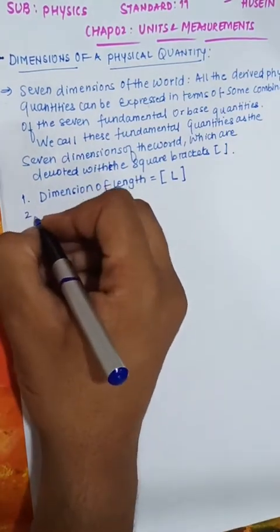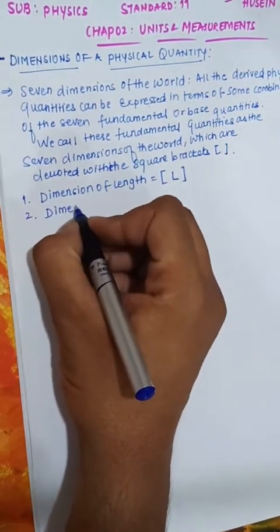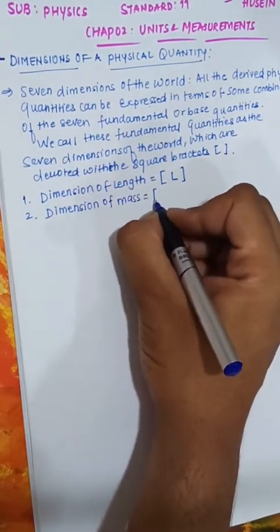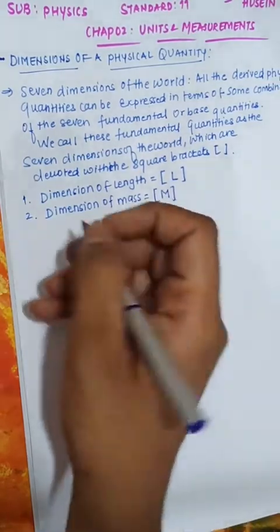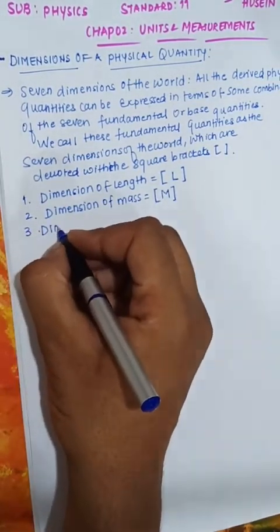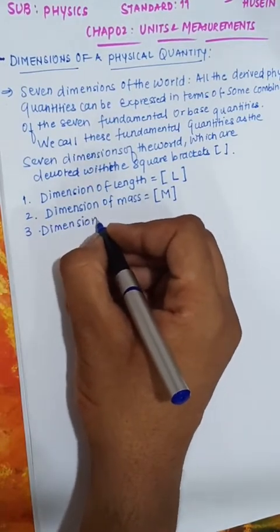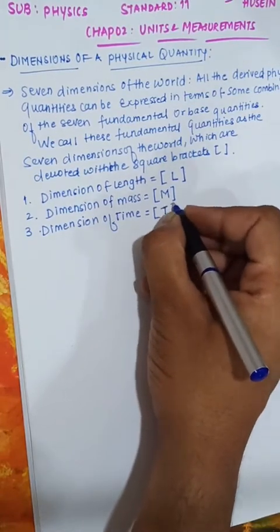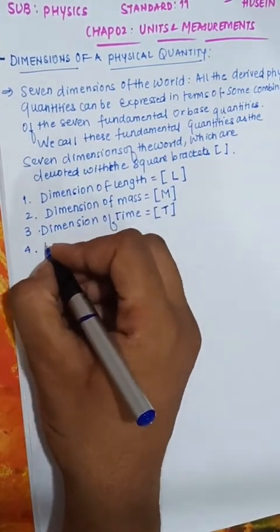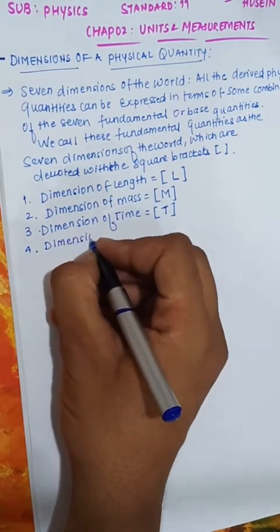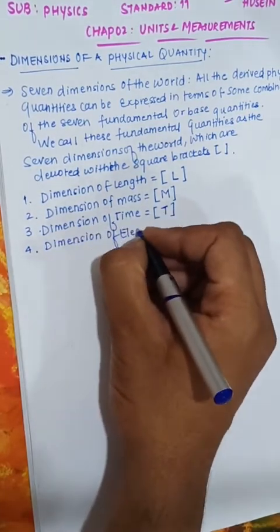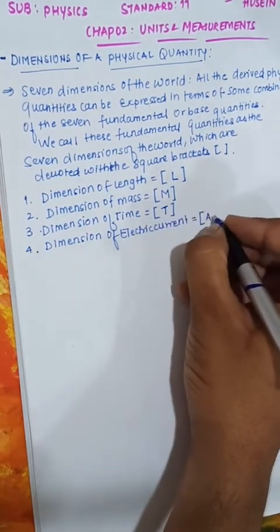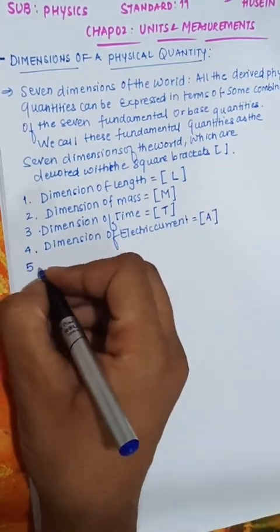Clear? Second, dimension of mass, that you are going to denote by the square bracket capital M. Third, dimension of time, which is given by square bracket capital T. Fourth quantity, dimension of electric current, that you are going to denote by letter capital A, because it is named after a scientist.